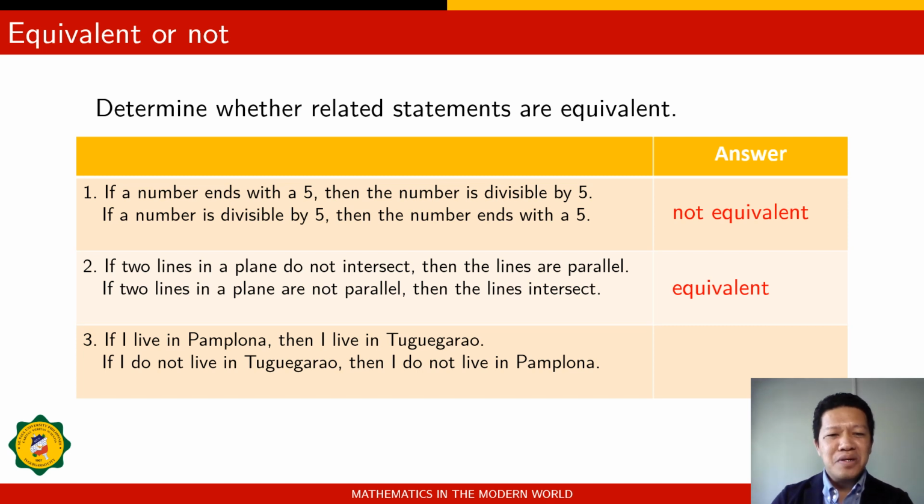If I live in Pamplona, then I live in Tubigaraw. The second statement is, if I do not live in Tubigaraw, then I do not live in Pamplona. How are these two statements related? The first one, let's say, is the conditional. The second statement is the contrapositive. And since the given is conditional and the other one is contrapositive, we know that they are equivalent, meaning they have the same truth value.